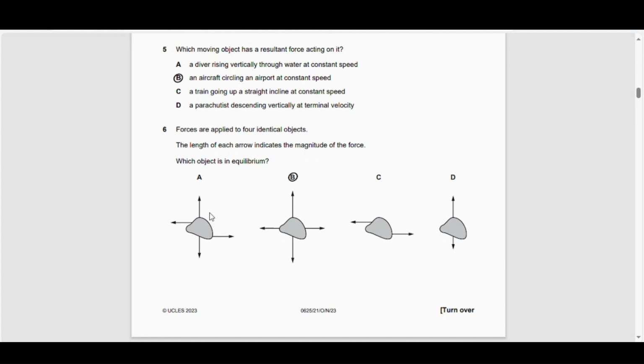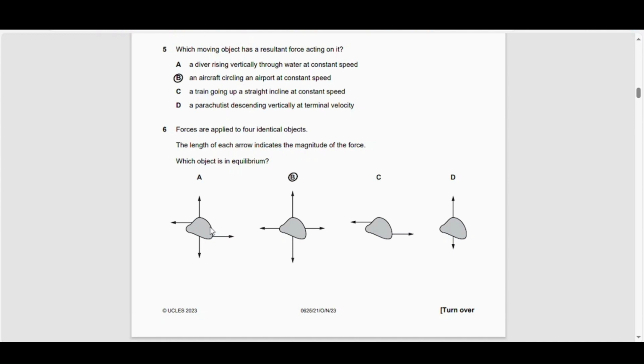So if we look at A, we can see that in A, there are 4 arrows. The arrows to the top and the bottom balance each other out. The arrows to the left and right balance each other out. But the key thing to ask is, do any of these arrows also cause a turning motion? The top and bottom arrows don't, because they act bang on the center of the object. But the left and the right arrows do cause an anti-clockwise turning movement.